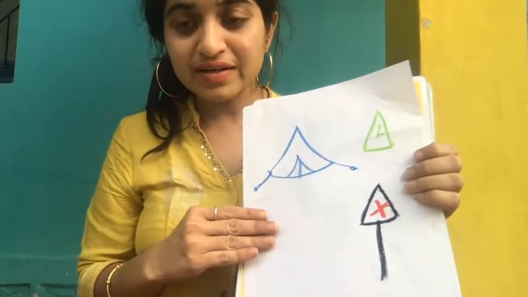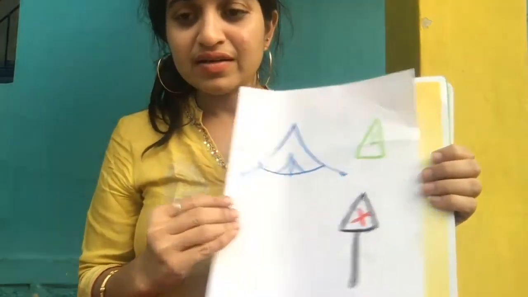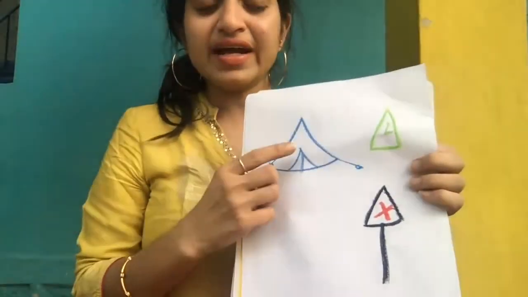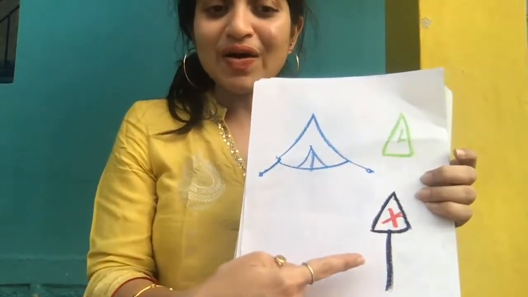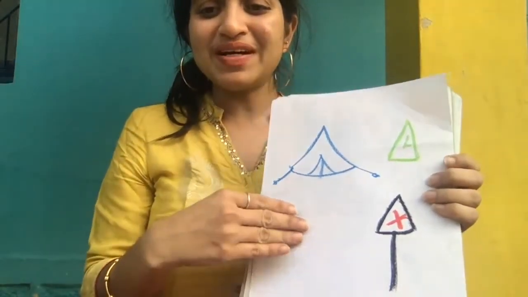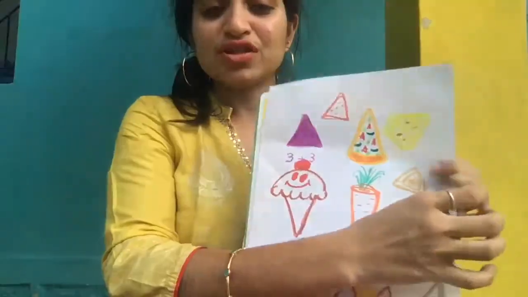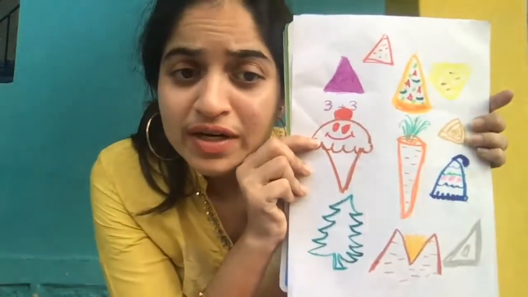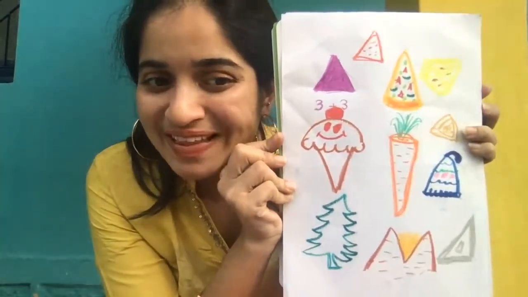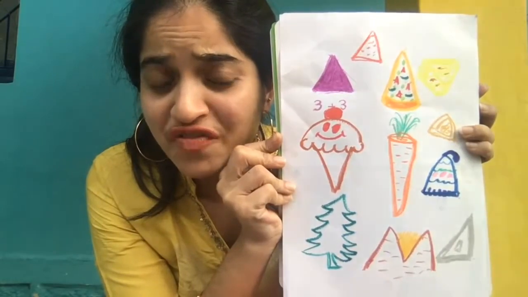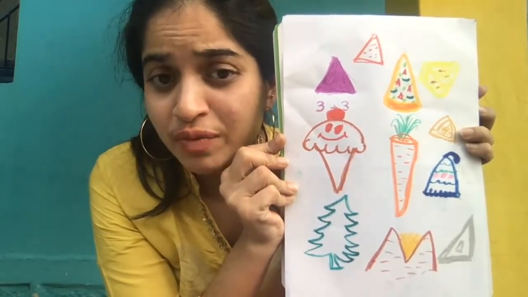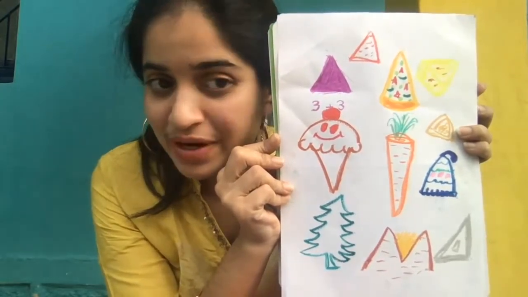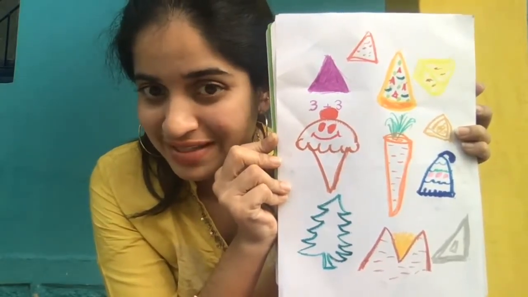Okay, children. This is a tent. This is a clock. And this is a signboard. Okay. So, children, now tell me which one is your favorite among all these? Can you point out your favorite diagram here, children? Let me know which one is your favorite among all these drawings.